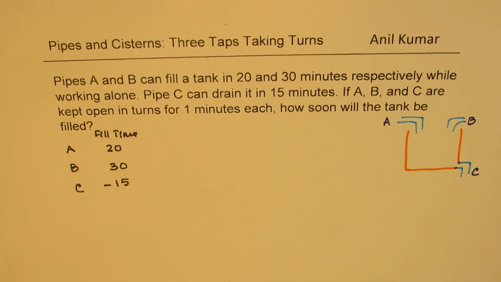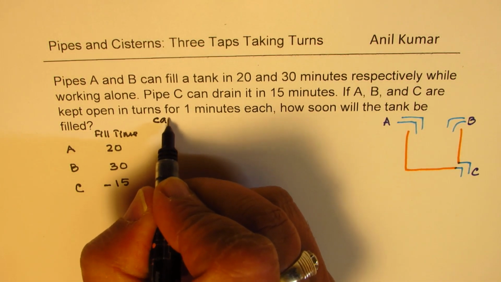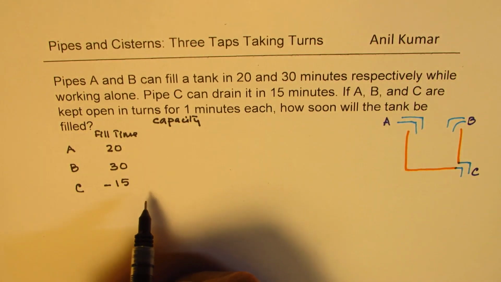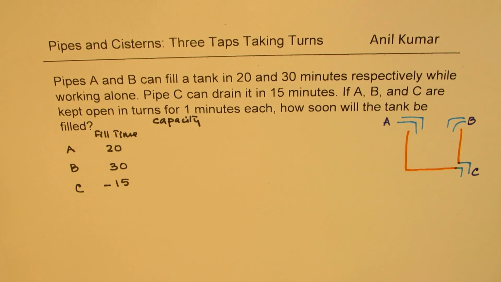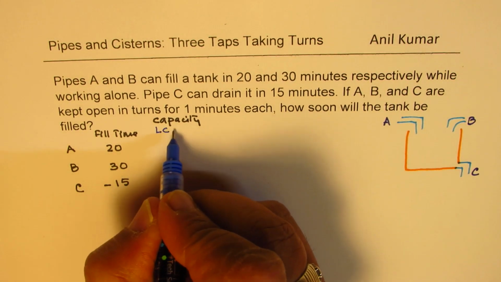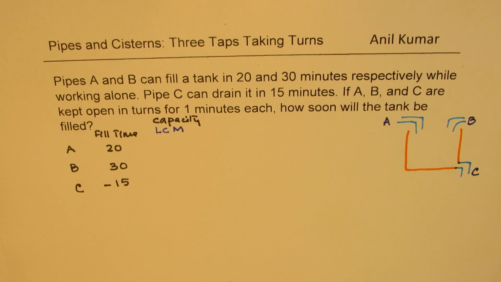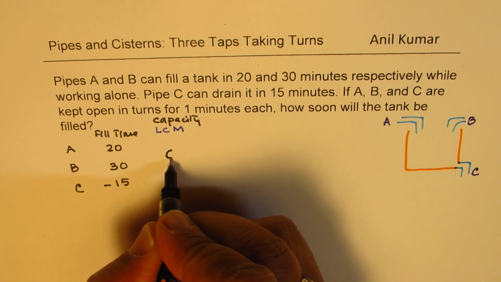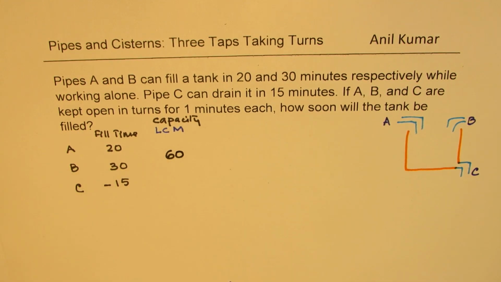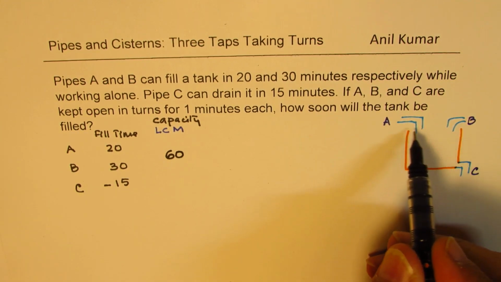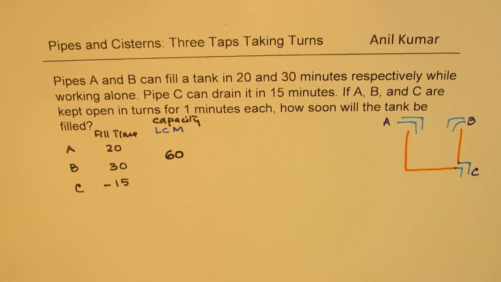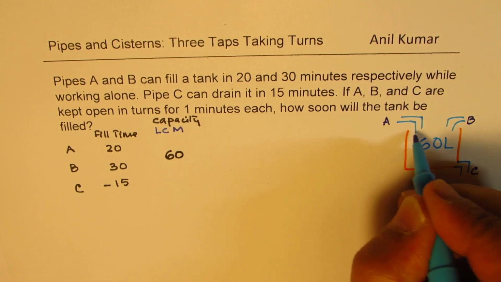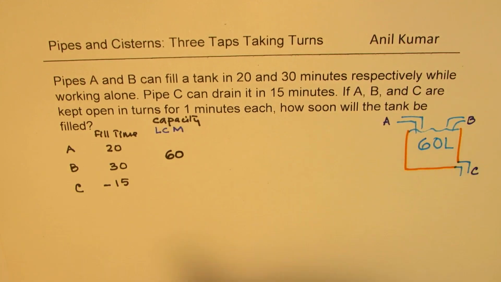Now to get the capacity, what we do here is we take a number so that we are working only with whole numbers. So normally we take capacity as the lowest common multiple, right? So that is always the capacity. So 20, 30 and 15 gives you a capacity of 60, right? Now we will assume that this whole tank is a tank with 60 liters of capacity. So if you fill it up, it will be 60 liters.